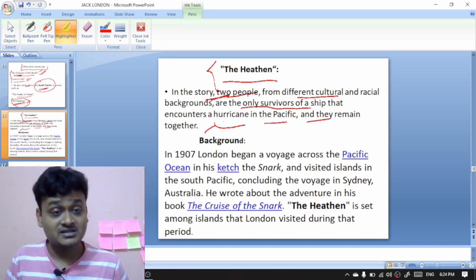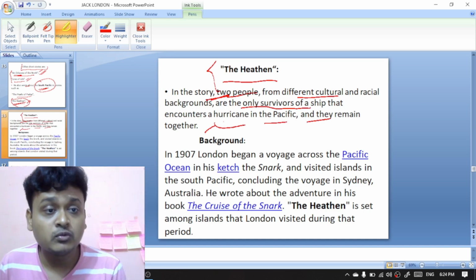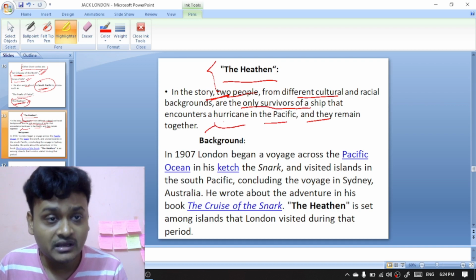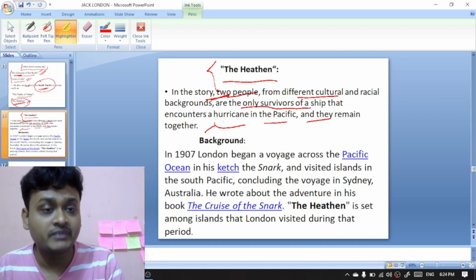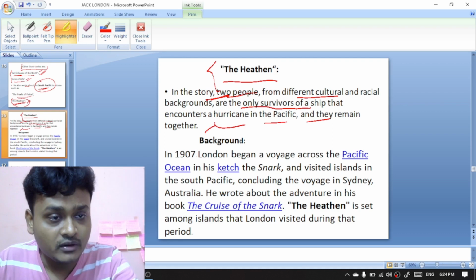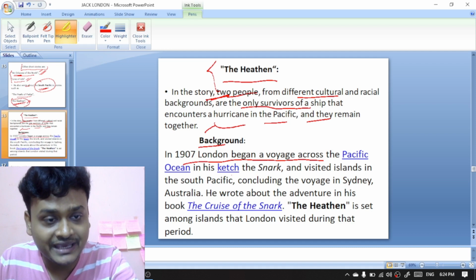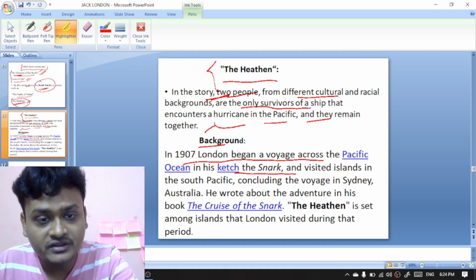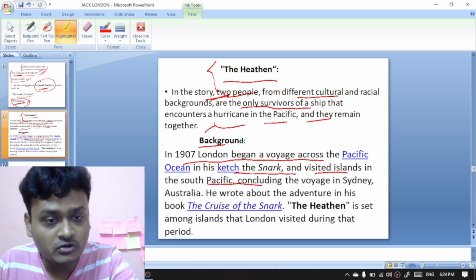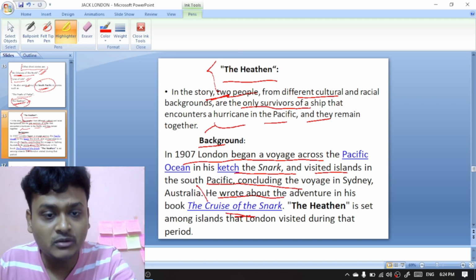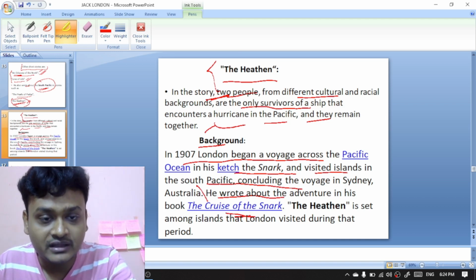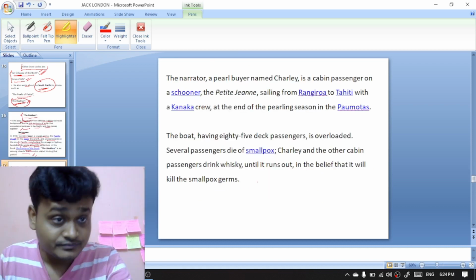So what happened? There was a boat, and that boat faced a hurricane in the Pacific Ocean, and two people from different culture and racial backgrounds were the only survivors. The background was that in 1907 London began a voyage across the Pacific Ocean in his ketch, the Snark. He visited islands in the South Pacific, concluding the voyage in Sydney, Australia. He wrote about the adventures in his book, The Cruise of the Snark. The Heathen is set among islands that London visited during that period.